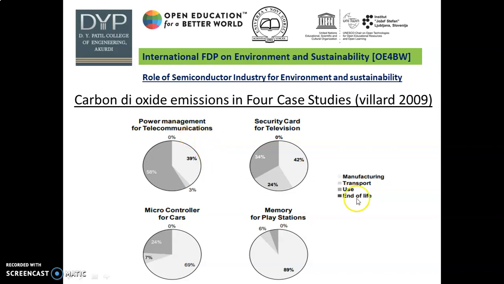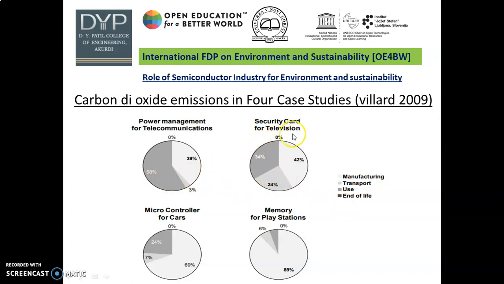that power management for telecommunication is a very important one. For the power management in telecommunication, 39% is in the manufacturing stage. Then during the transport it is 3%. Then during use there is 58%, and 0 during the end of life.